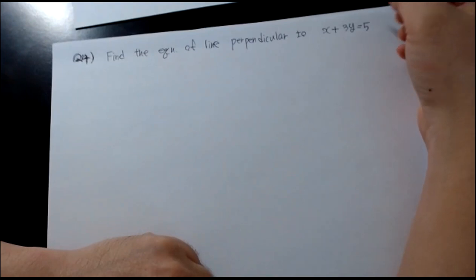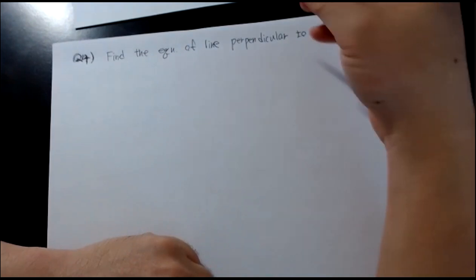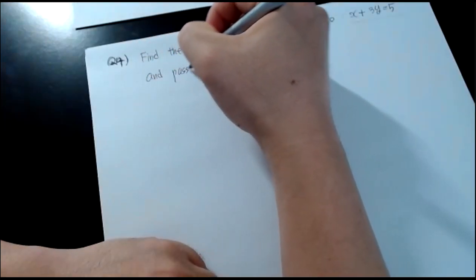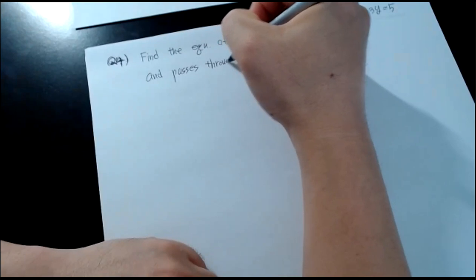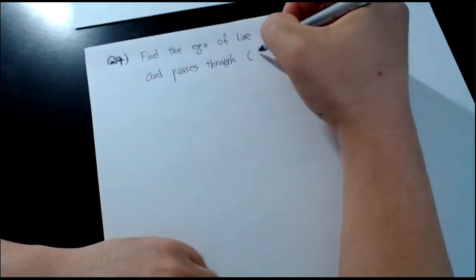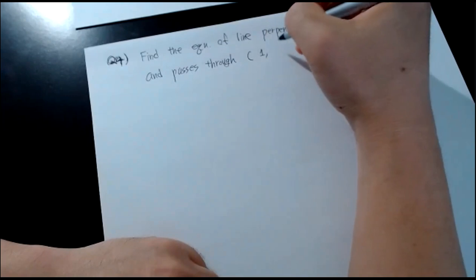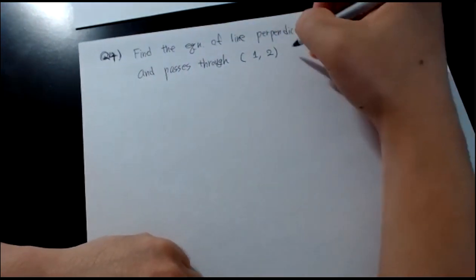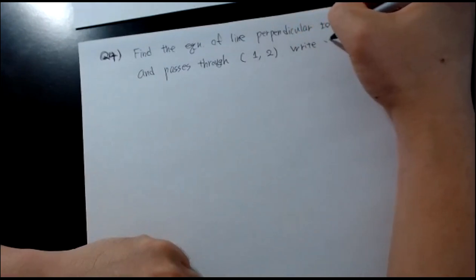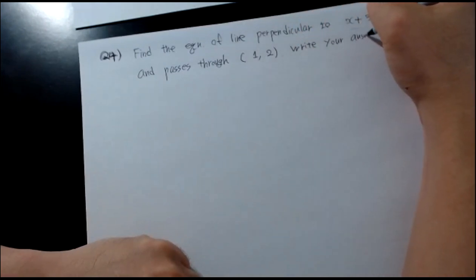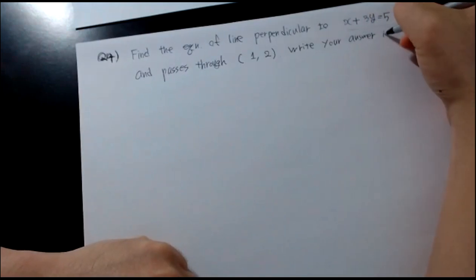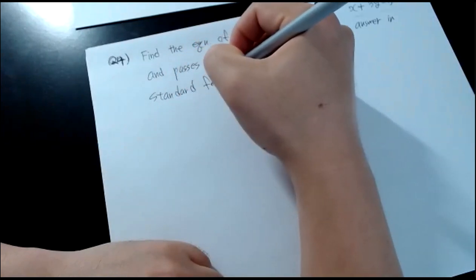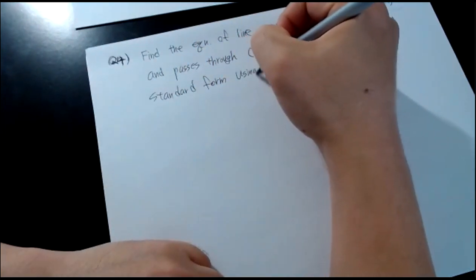5. Let me use the same equation as the previous problem. And pass through the point (1, 2). Then write your answer in standard form using only integers.